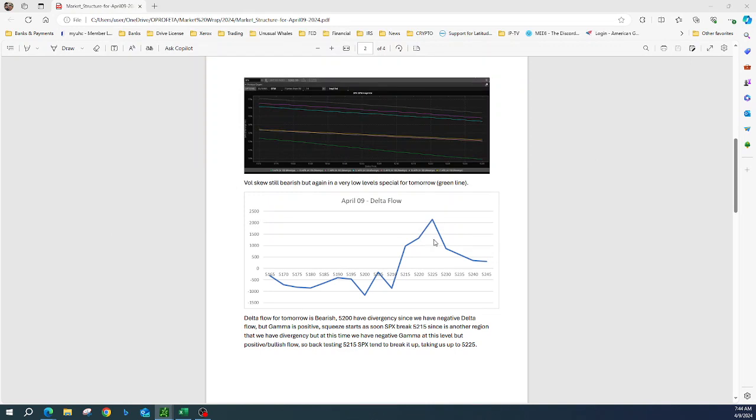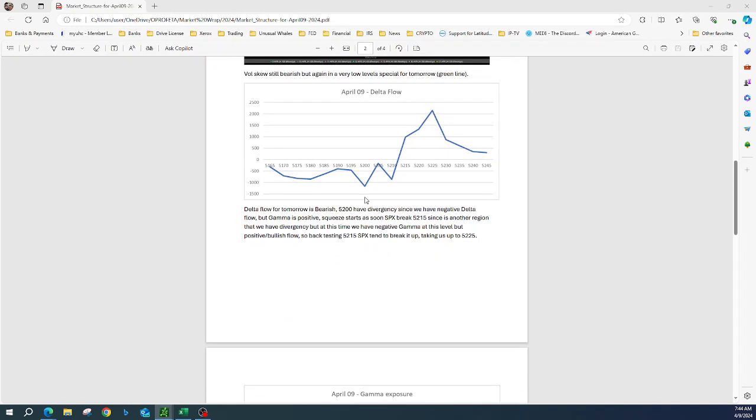Regarding the delta flow, the overall delta flow was bearish, what printed yesterday, but you have some divergence in some regions. Consequently, it's a good setup to see a squeeze. Not a squeeze, but at least a green day and a backtest. 5,225 is what I'm expecting. I really wish to see the market backtest 5,205 and reject. And reject.